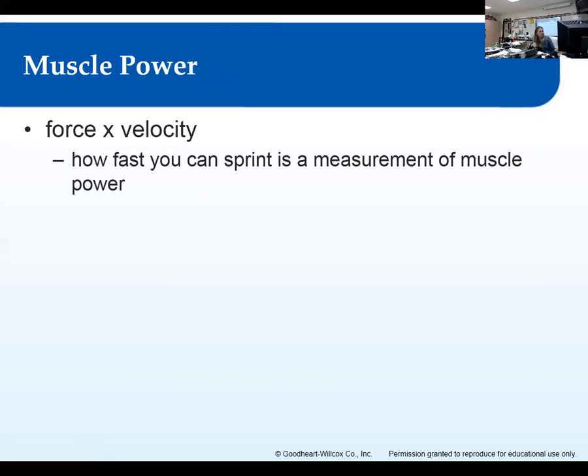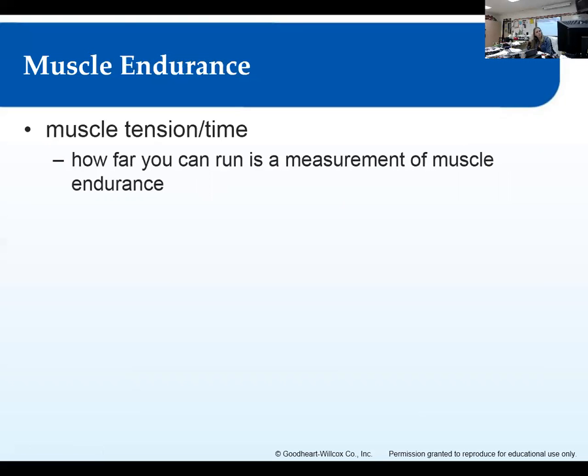All right, endurance. So muscle tension over time. How far you can run is a measurement of muscle endurance, right? How quickly does it fatigue? And you guys, we're going to do a lab next week on muscle fatigue, and you're going to get to see how quickly your muscles do fatigue. It's the ability of a muscle to produce tension over a period of time. So typically, the longer the activity, the higher the endurance. And then fatigue is when it reaches the point where it just can't go on.